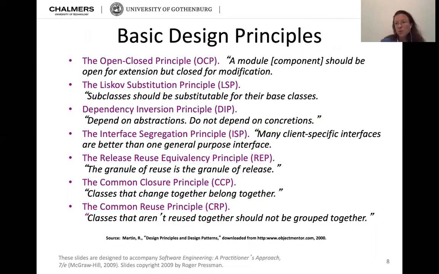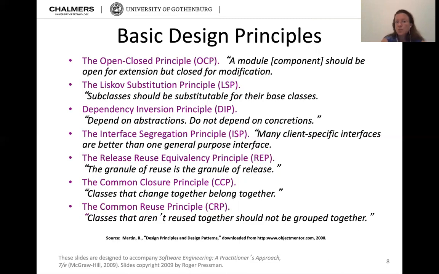What are we going to need for identifying the right modules for the right components? We're going to look back at our basic design principles that we talked about a week ago. So the open-closed principle: a module or component should be open for extension, but closed for modification. Remember, we're trying to keep things local. So we don't want to mess around with what's inside the component already, but we always want to be able to build on top of that component.